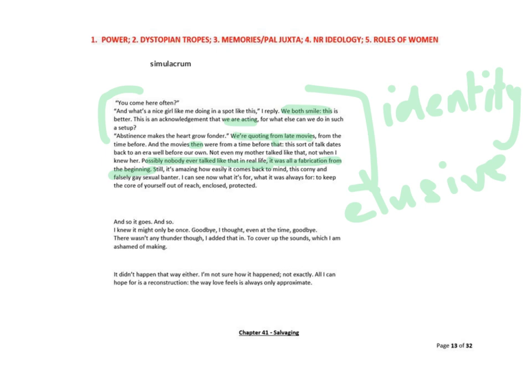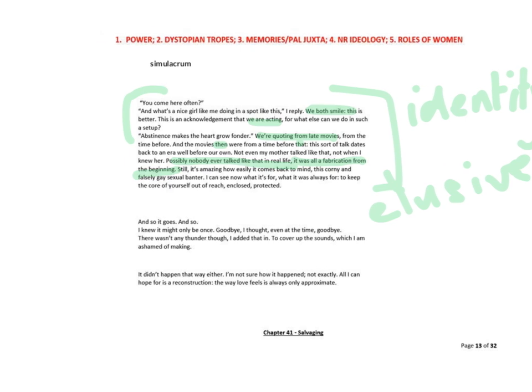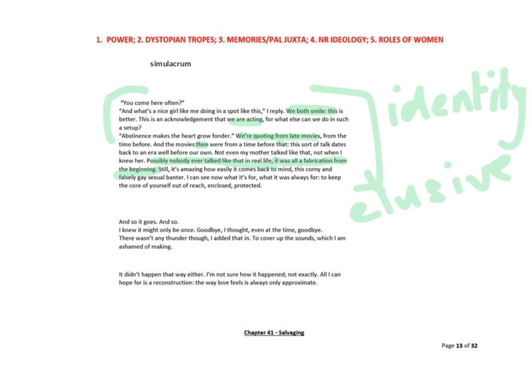I can see now what it's for, what it was always for. So we've got this idea of identity being elusive, particularly in relationships. So if you look at this, what's the idea of these corny lines? What is the idea of these cliches in relationships? And the answer is to keep the core of yourself out of reach, enclosed, protected. Very cynical and suspicious approach to relationships.